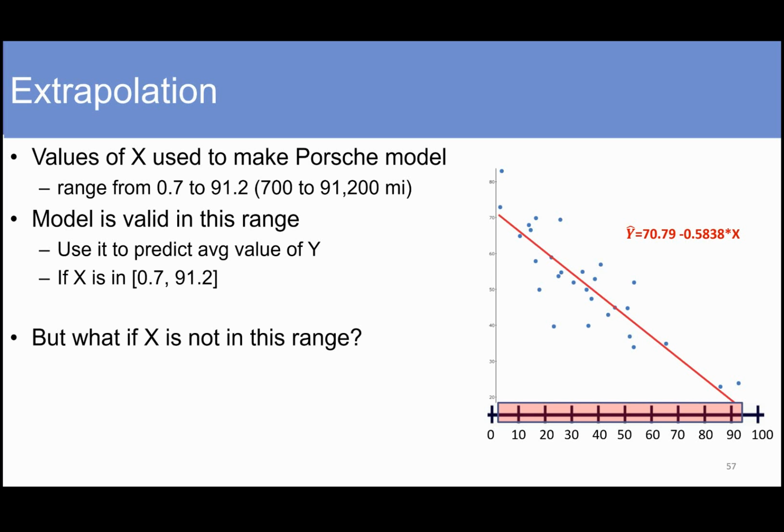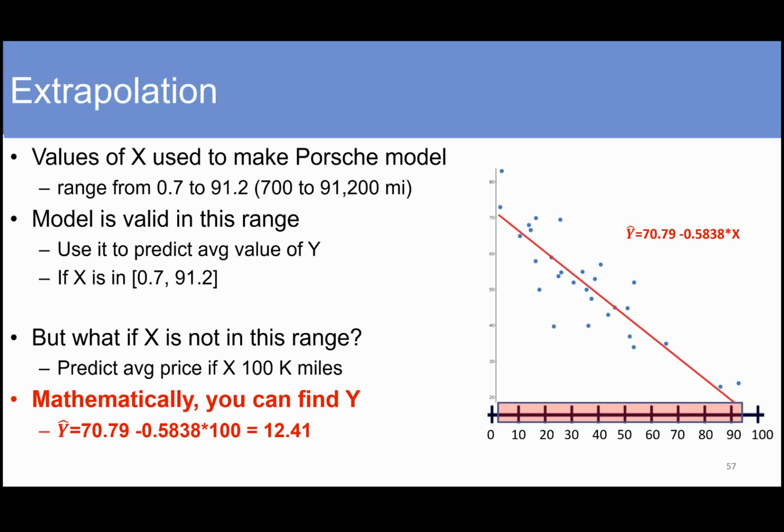But here's the problem. What if X is not in this range? We just got through saying in the last class that, for example, we couldn't use this model to predict the average value for a Porsche when it had 0 miles, right? Because that's called a new car. That's not a used car. Notice how close this is, though. It's really tempting, right? So the moral of the story is that if you have a value like 100,000 miles that's outside this range, okay, even though you can find the value mathematically, it's not valid.